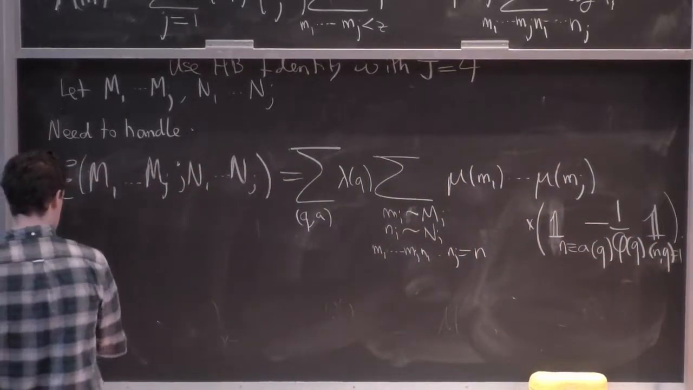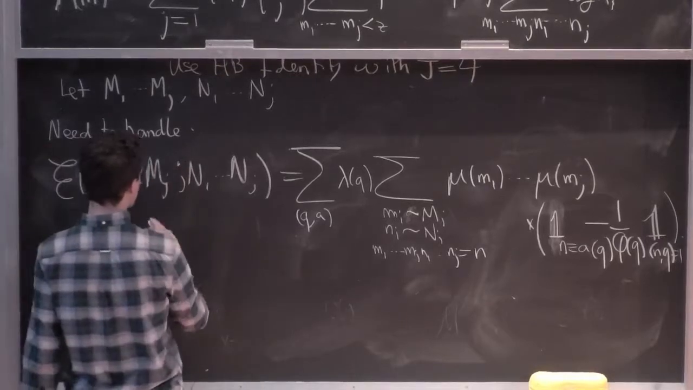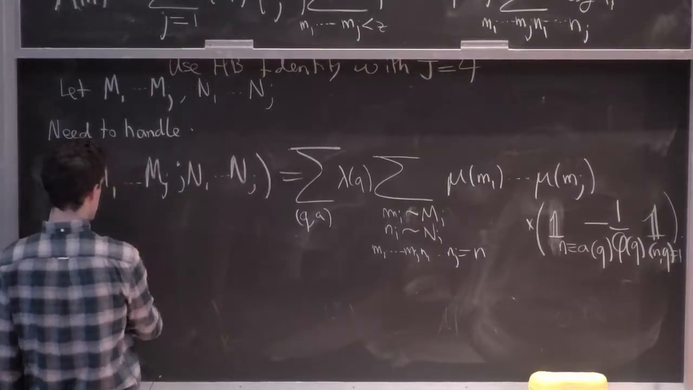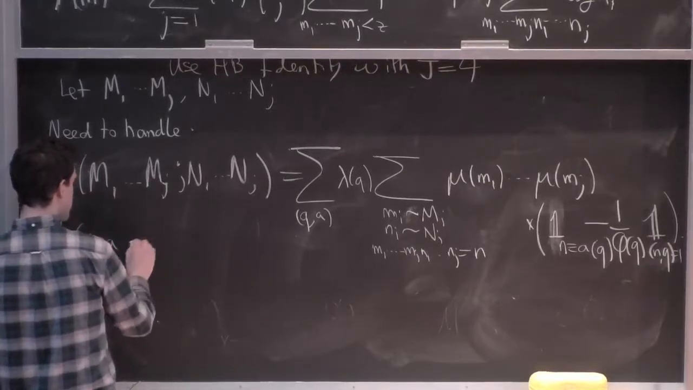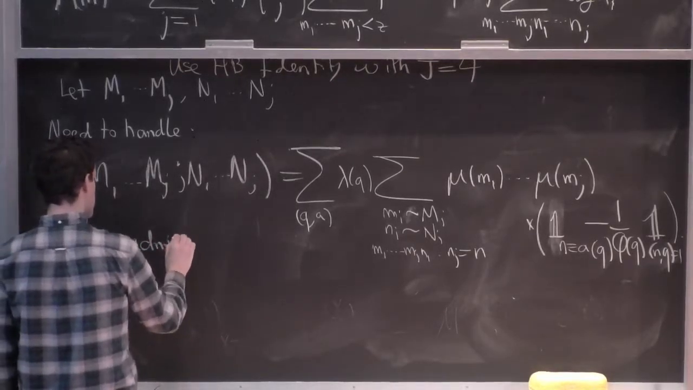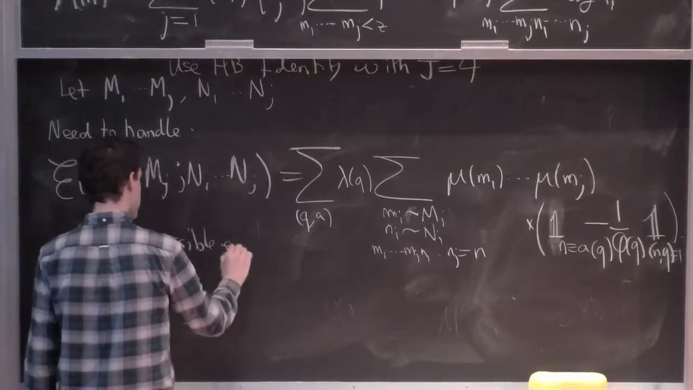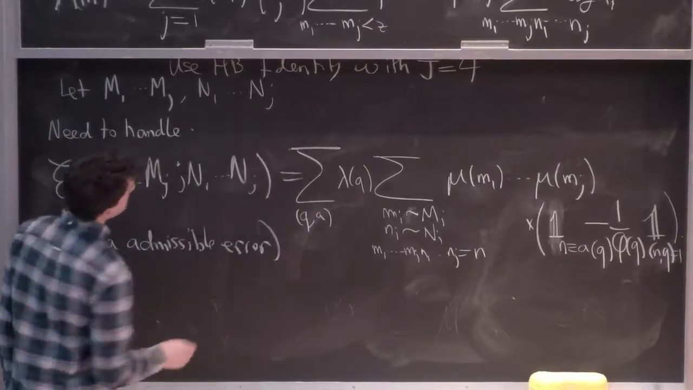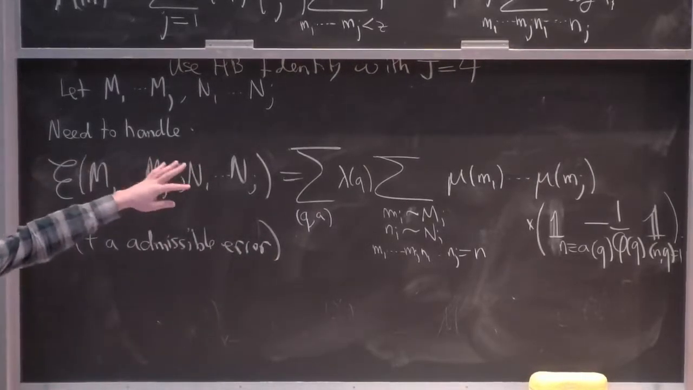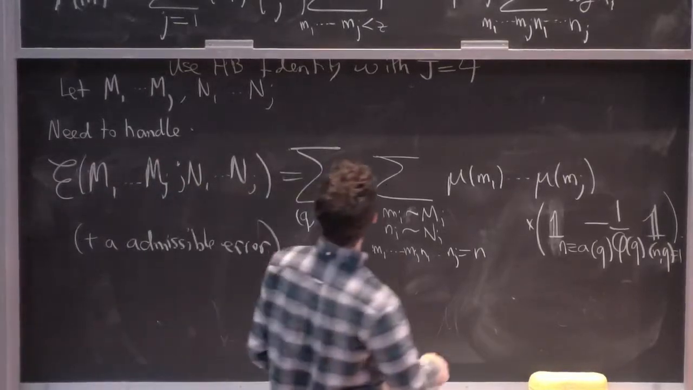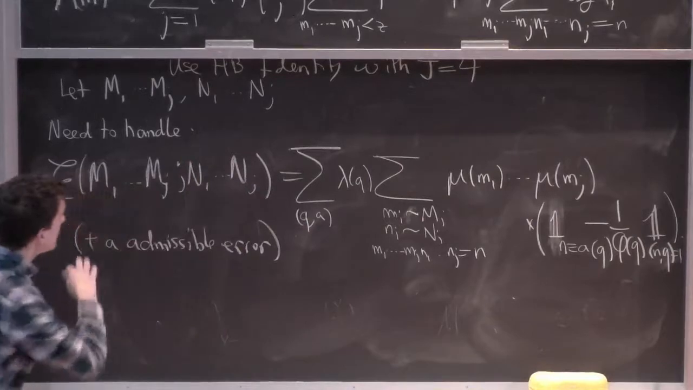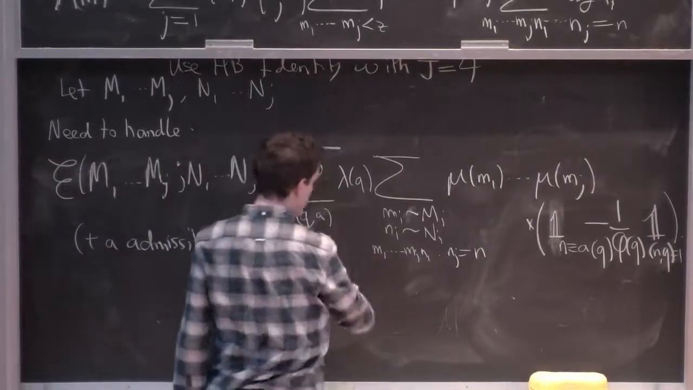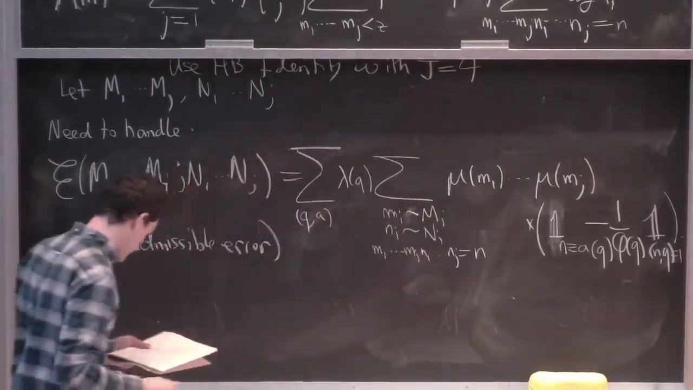We'll say we need to handle this. So you can write out a decomposition like this plus an admissible error. I dropped the log, and here this should have been equal to n. I dropped the log and I dropped the condition here, but you can do this up to an admissible error.